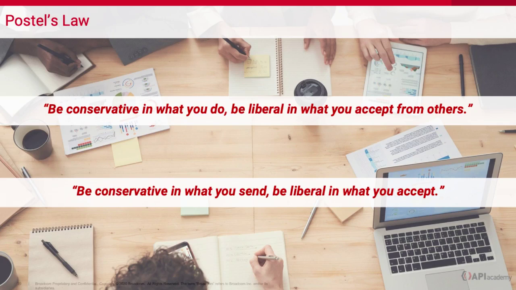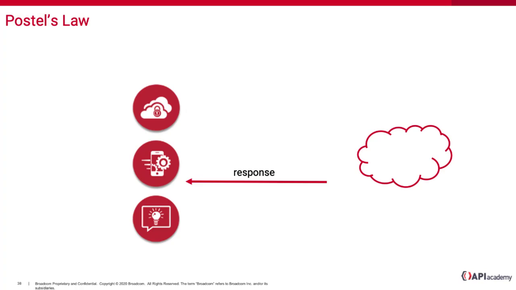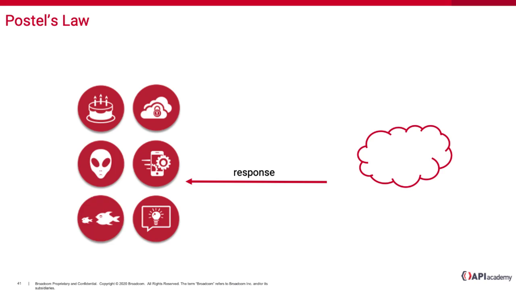Let's take a look at an example. When I send a request, I get a response back. Maybe I was expecting 3 elements, but I received 6 elements. So I'm just going to pick those 3 elements that I need. This is the best way for the API world to be working.